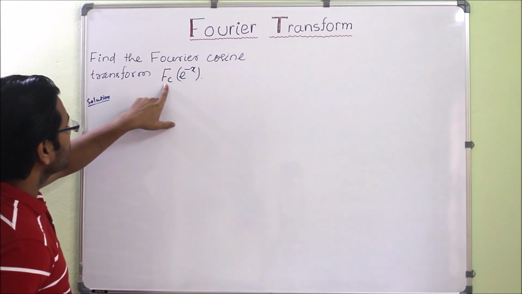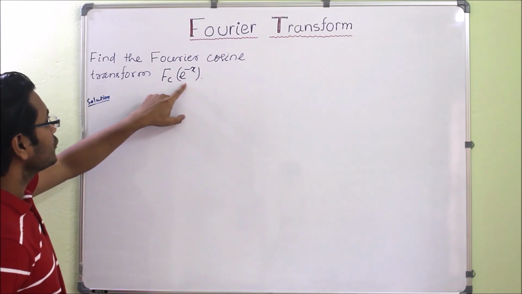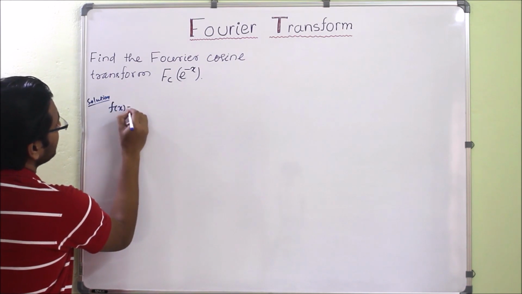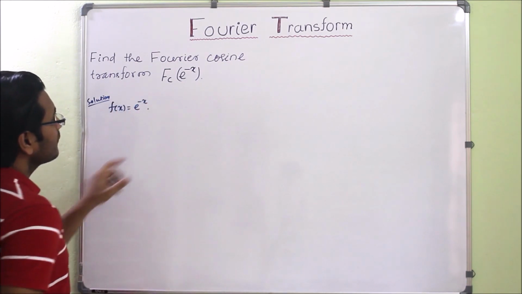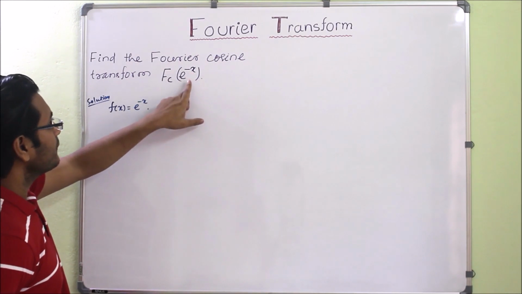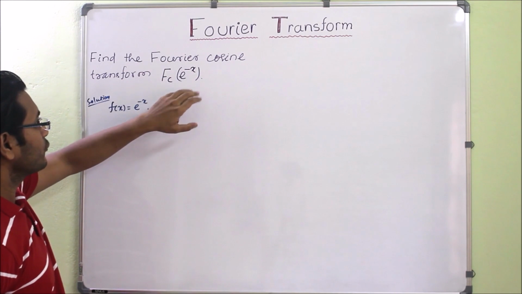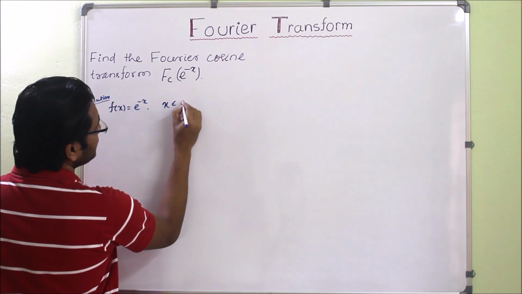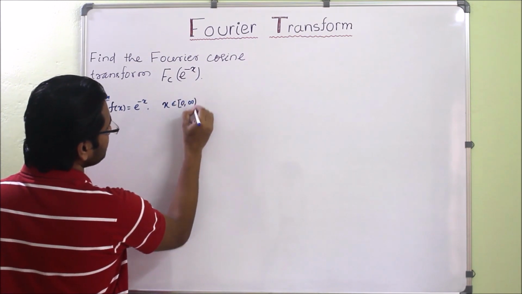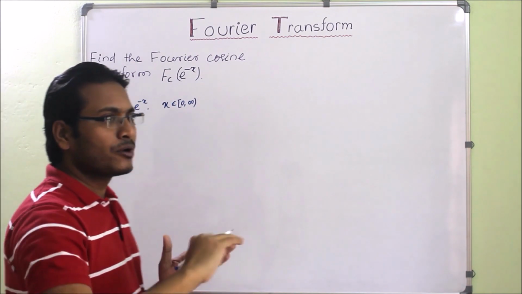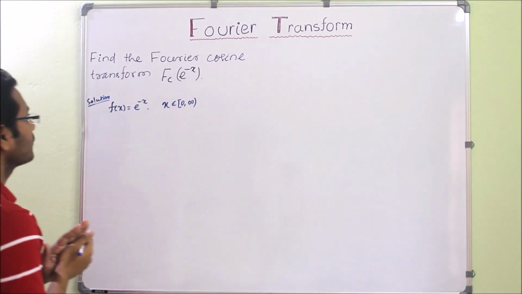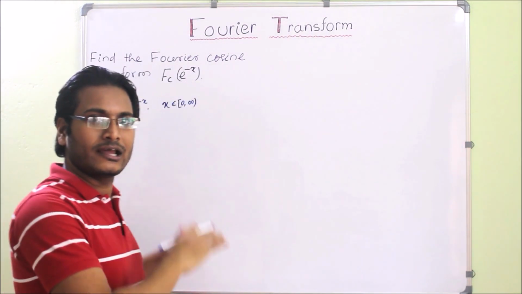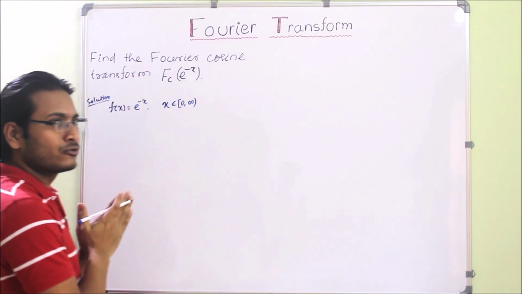Fc means we have to find the Fourier cosine transform. The function here is e to the power minus x. But what is the domain of x? In this type of problem, if the domain is not given, then we have to assume that x lies between 0 to infinity. That means x is defined over the positive real line. Now we have understood the problem clearly.